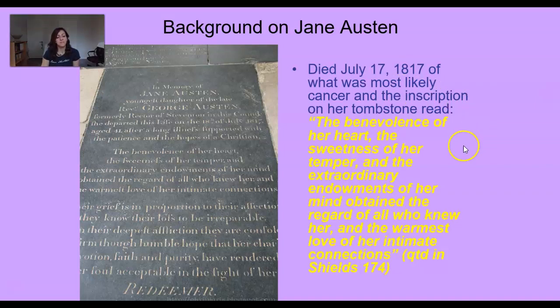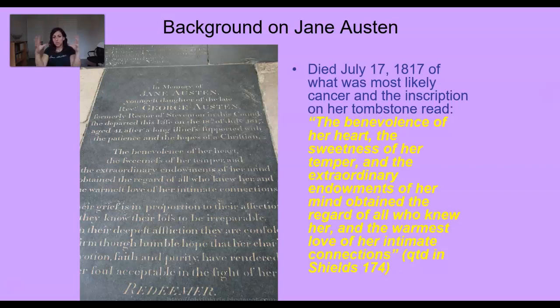This is what it says: the benevolence of her heart, the sweetness of her temper, and the extraordinary endowments of her mind obtained the regard of all who knew her and the warmest love of her intimate connections. What a beautiful inscription on someone's tombstone.